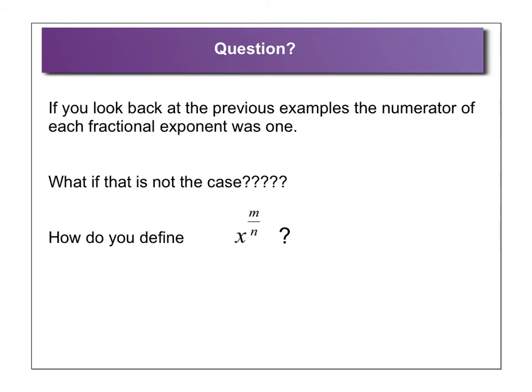So now that you seem to be pretty proficient with that, I want you to consider the types of questions that you had. What you're going to notice is that for each of the fractional exponents that we had listed in the previous examples, the numerator of each fraction was always 1. But that won't always be the case. Instead of having x to the 1 over n, I might actually have a numerator that is not equal to 1. So we need to know how to handle those situations.